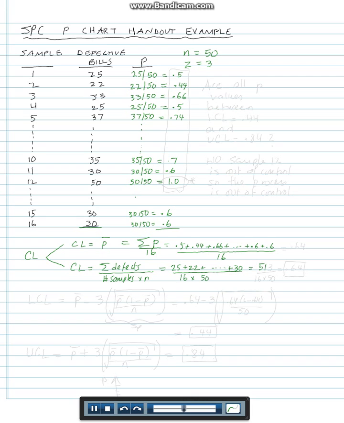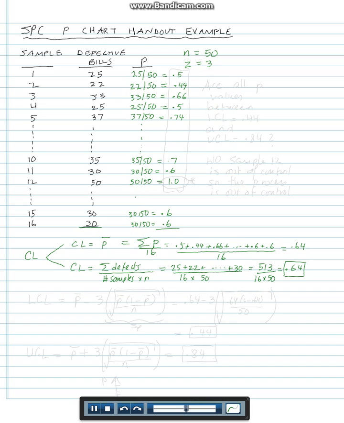Total defects is 513 divided by 16 multiplied by 50, and we're going to find that it is 0.64. If you do it the long way, you're also going to get 0.64. Either way, you're going to get 0.64.